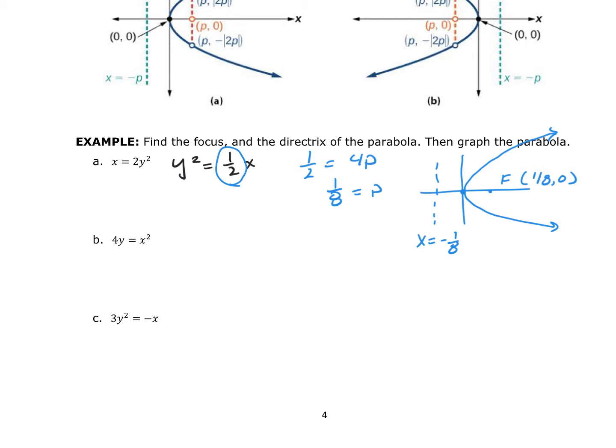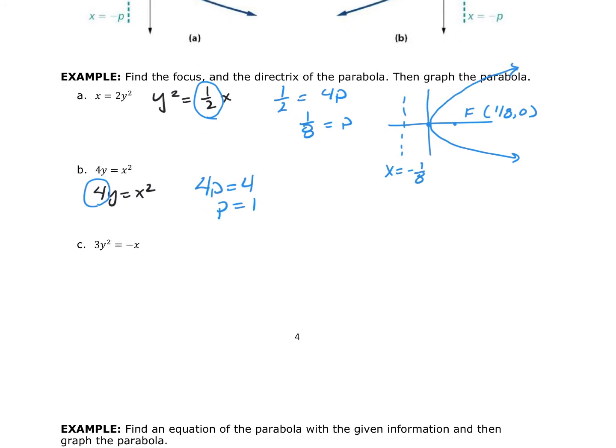For part B, I have my x squared already isolated, so I know that 4y is equal to x squared. This coefficient on the non-squared variable, which in this case happens to be y, has to be equal to 4p. So 4p has to equal 4, so then p equals 1. P is positive, x is squared. That means for this one, I'm going to be opening up.